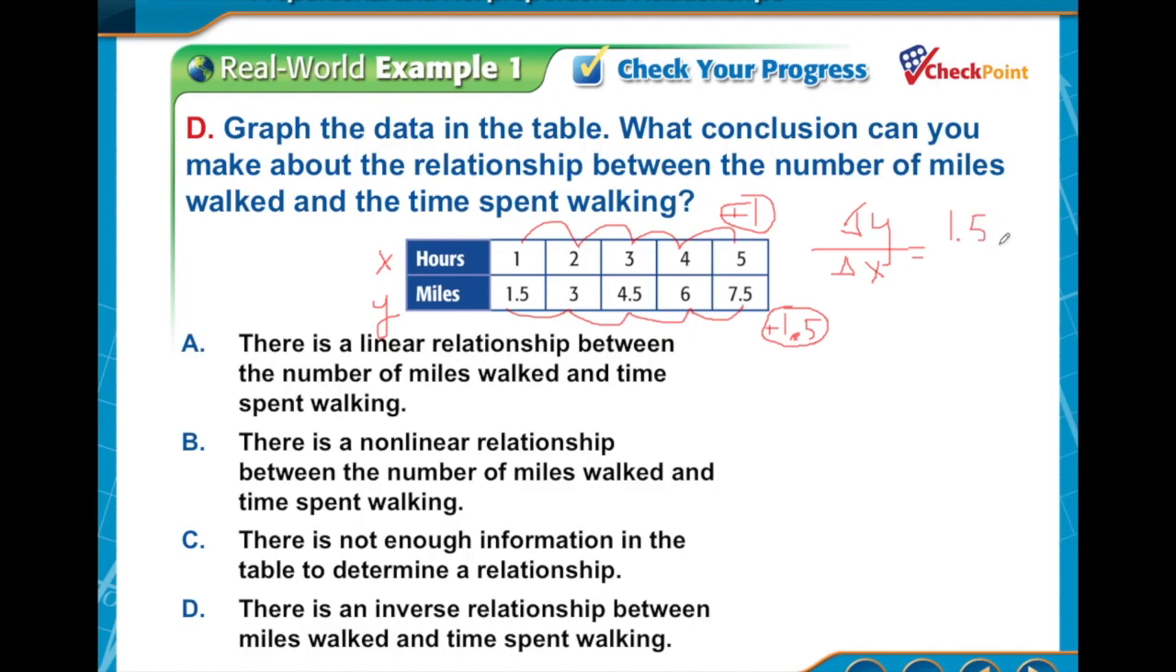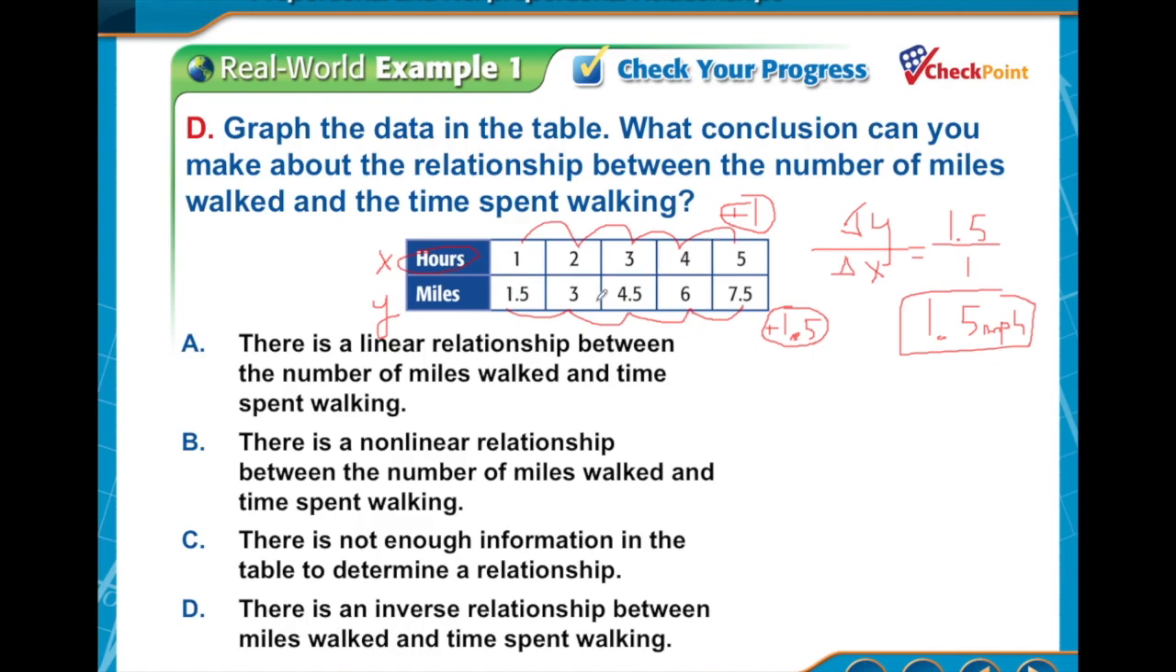Remember that trick I told you that x is always some time value? If you have a time value, it's going to be x. So that'll let you know which one's y and which one's x. So the hours are increasing by 1 each time. So our slope is 1.5 over 1. And we know anything over 1 is itself. So our slope is 1.5 miles per hour. So that is our slope.